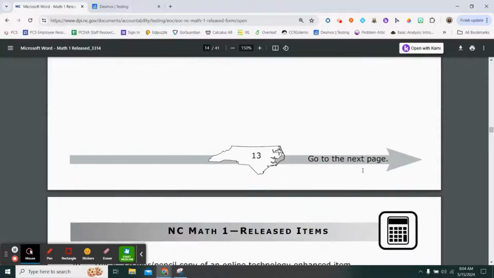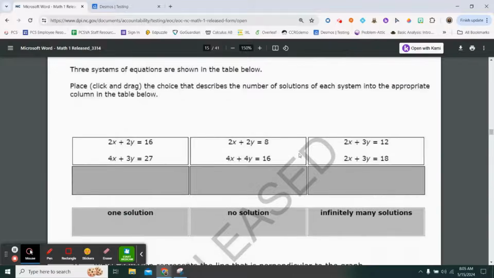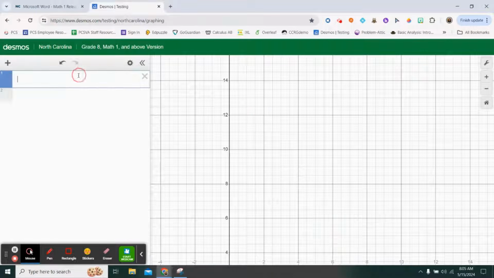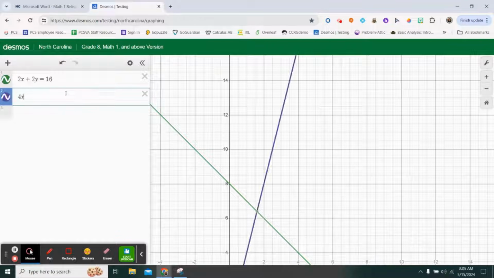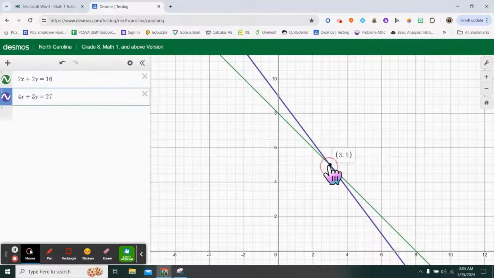All right, I'm going to hop to number 20. And this is a drag and drop question. It's systems of equations. Systems mean we have two or more equations. In Math 1, we typically only have 2. And all I'm going to do for this question is type these equations into Desmos and see what they look like. So the first one was 2x plus 2y is equal to 16. The second equation was 4x plus 3y is equal to 27. And when I look, they intersect. That means they have one solution, all right?